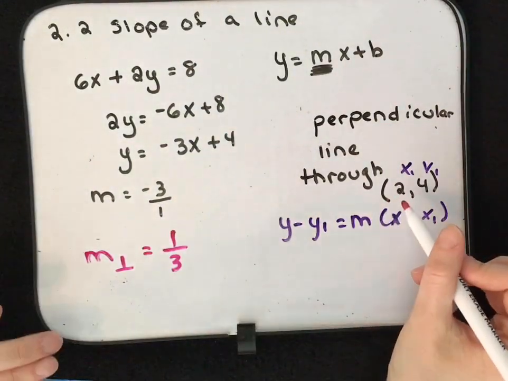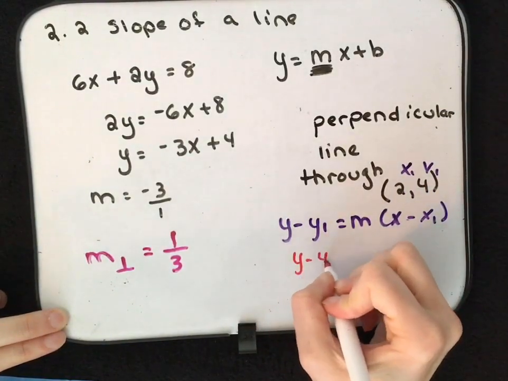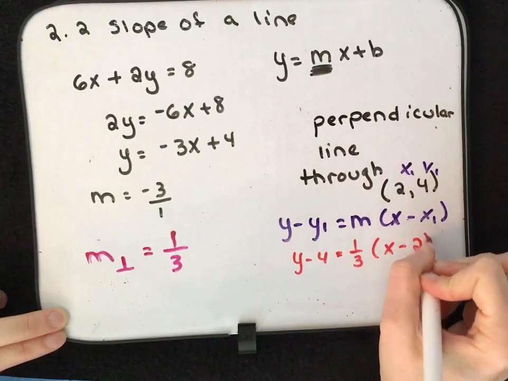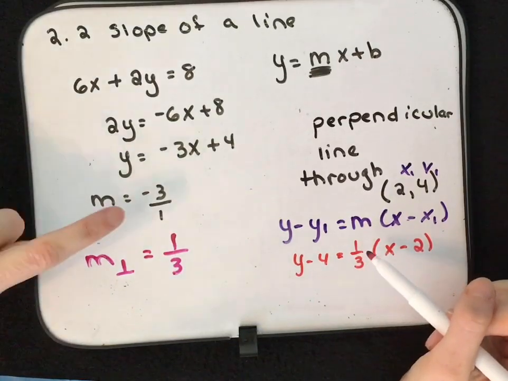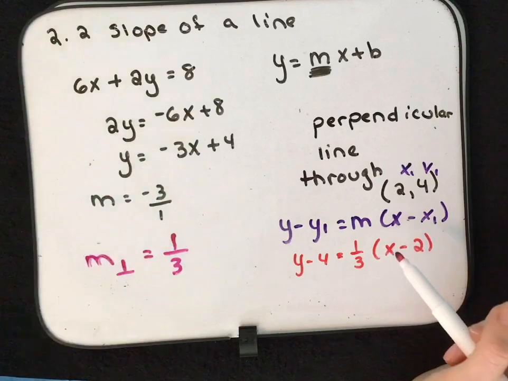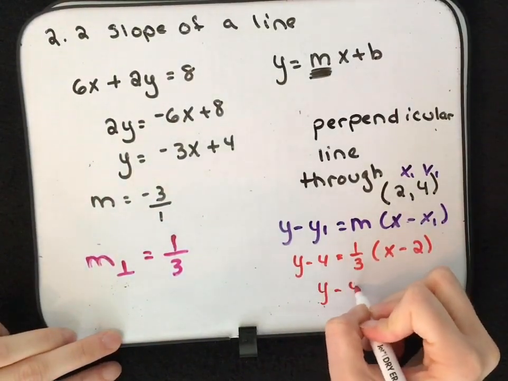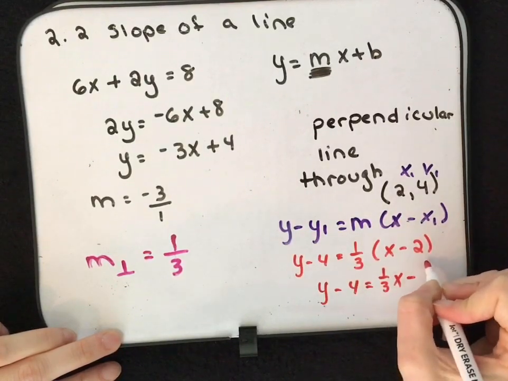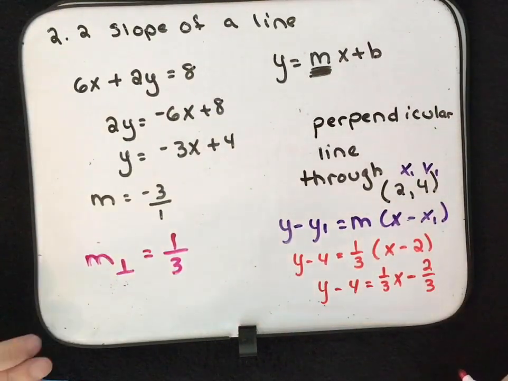So we have our point right here. Here's our x, here's our y. So we have y minus 4 equals 1/3 times x minus 2. This time we have our m, which was our negative 3 before. Using our perpendicular, we flip it over and take the opposite sign, so 1/3. Distributing this, we get y minus 4 equals 1/3 x minus 2/3. Now we need to add our 4 to both sides.